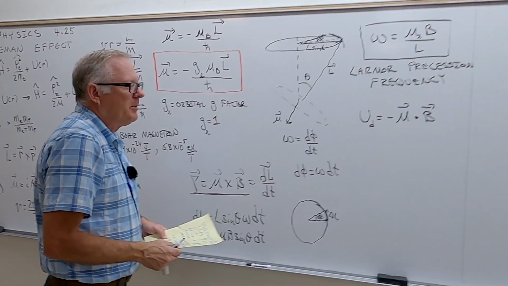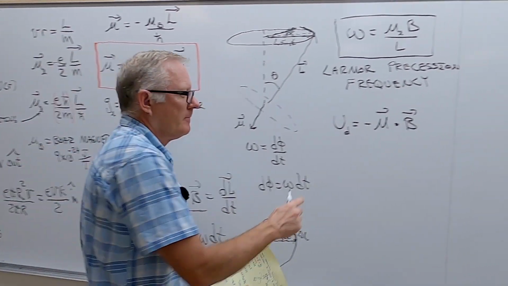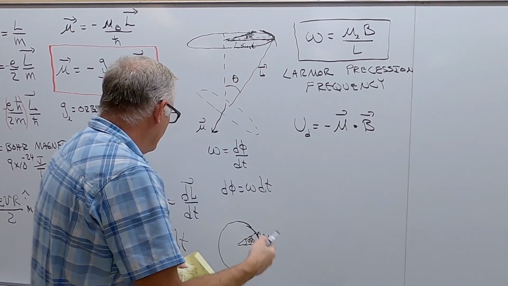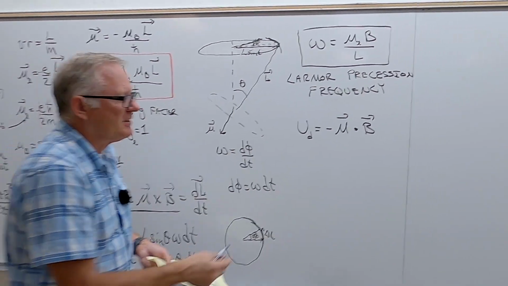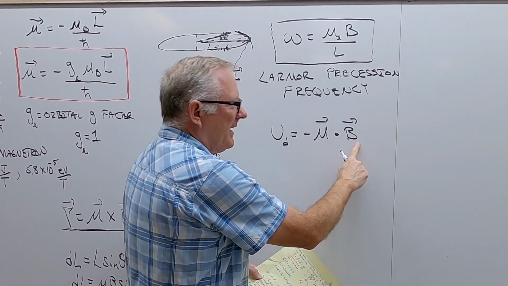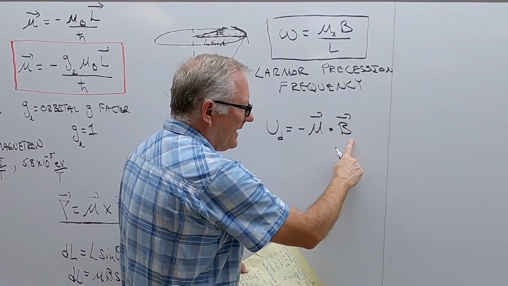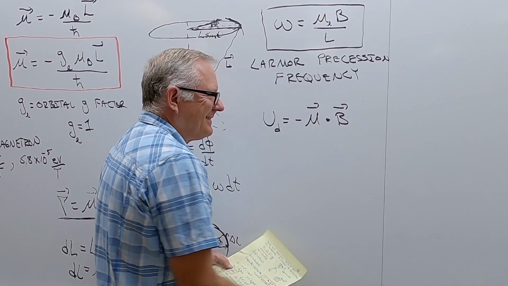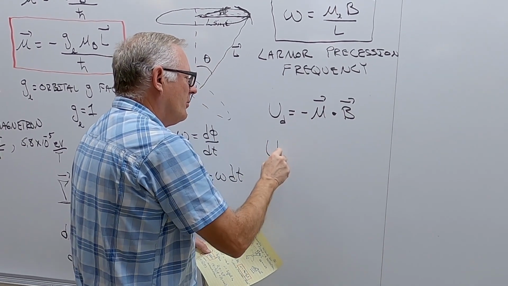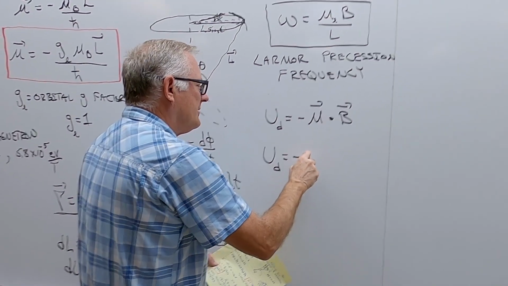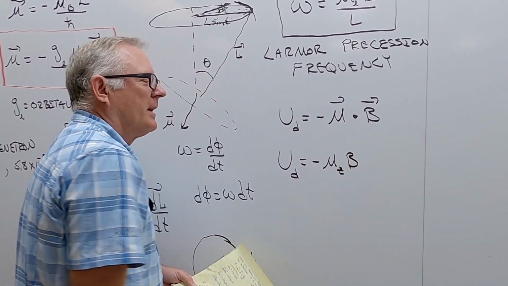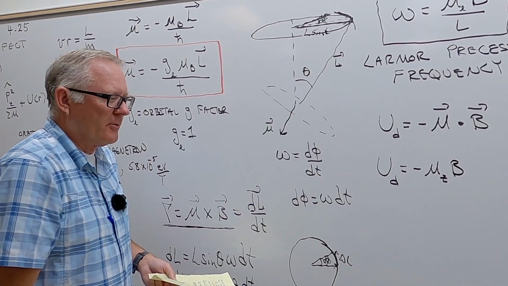Since our B is in the z direction, when you dot this, remember you can, instead of using the cosine of the angle between them, just use the components. Mu in the x times B in the x plus mu in the y times B in the y plus mu in the z times B in the z. Well, the only B I have is in the z, so U is just going to be minus mu z times B.